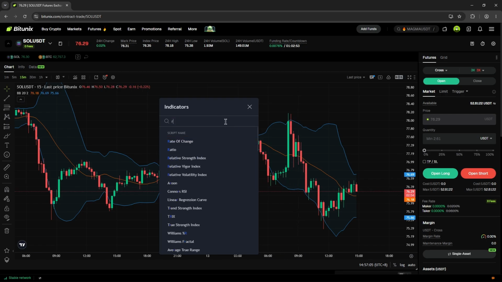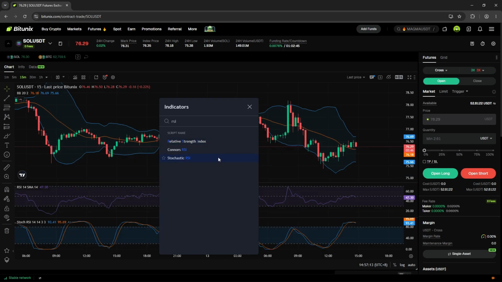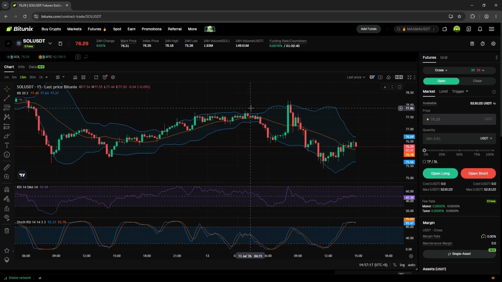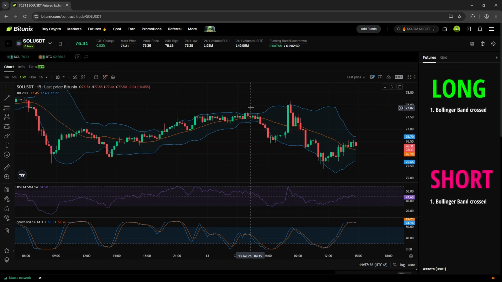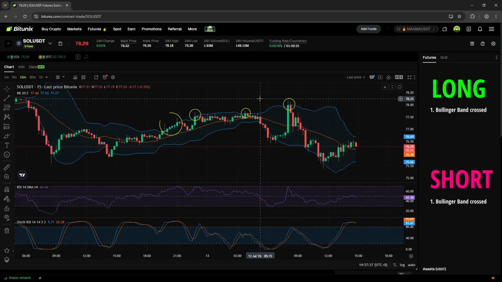Now let's type RSI and select Relative Strength Index and Stochastic RSI. Basically, the strategy relies on watching these three indicators and opening long or short positions when we meet specific conditions. First, we observe if the candle escapes the Bollinger Band. If we want to open a long position, it needs to cross the lower Bollinger Band, and if we want to open a short position, it needs to cross the upper band.